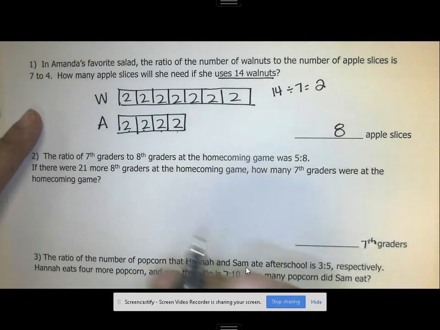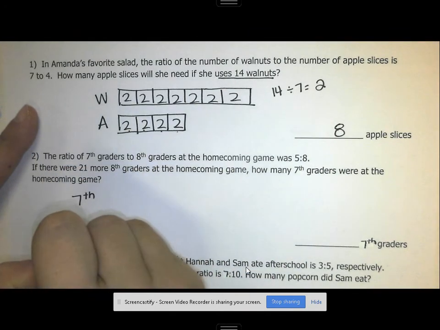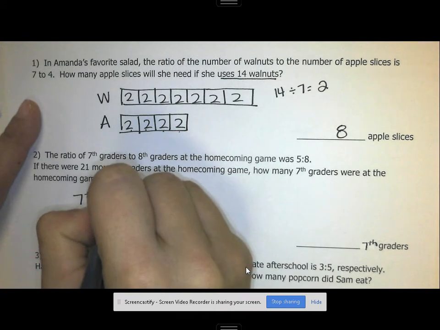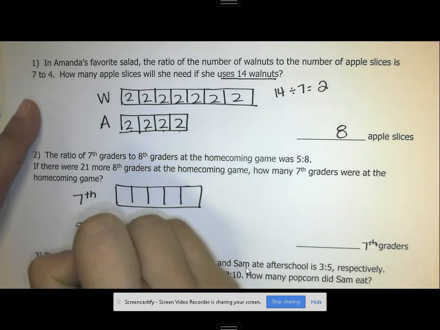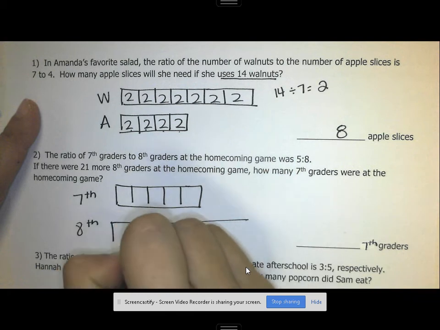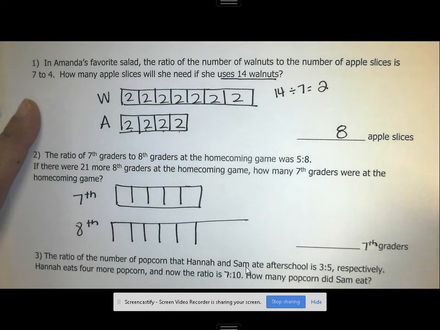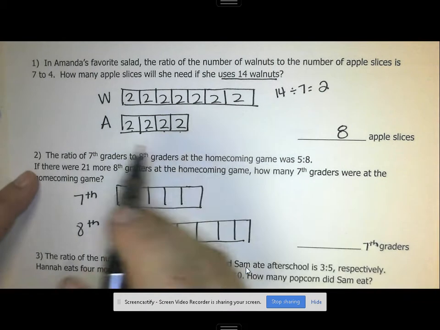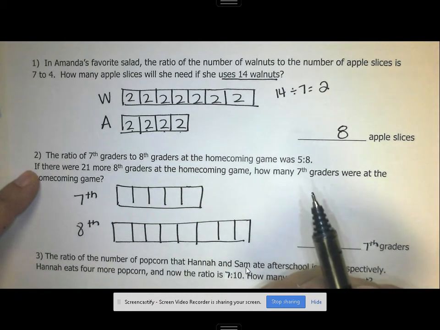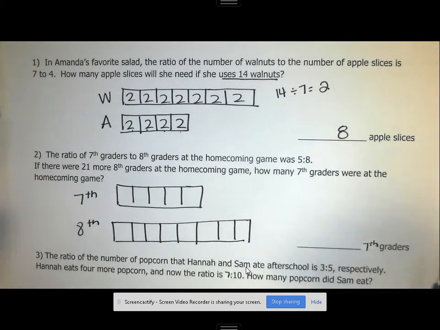The ratio of the number of 7th graders to the number of 8th graders at the homecoming game is 5 to 8. So there's more 8th graders. If there were 21 more 8th graders at the homecoming game, how many 7th graders were at the homecoming game?